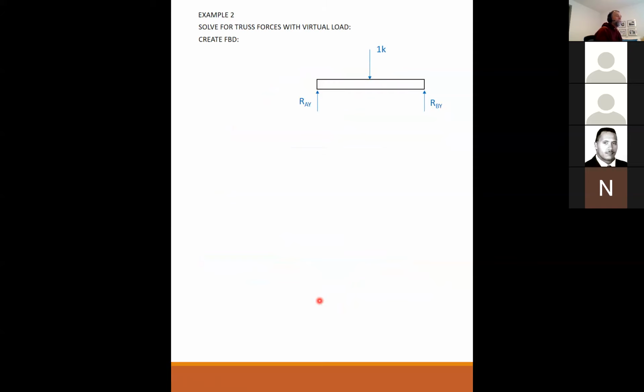So first I'm going to find my reactions. If I sum the moments about A, I find the reaction at E is half a kip. And again, it's symmetrical, so we would expect that. Sum the forces in the vertical, and I have a reaction at A of half a kip. And then we use the method of joints to solve this truss.